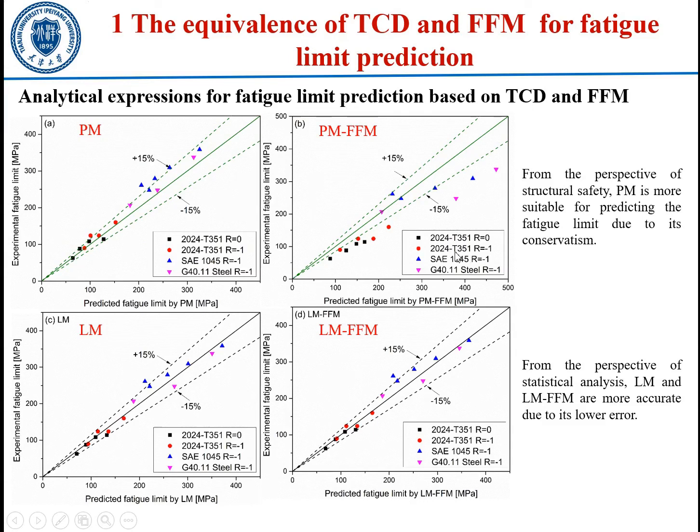Among the four methods, the PM is the most conservative, and the PM-FFM underestimates the fatigue limit. From the perspective of structural safety, PM is more suitable for predicting the fatigue limit due to its conservatism. And from the perspective of statistical analysis, LM and LM-FFM are more accurate due to their lower error.